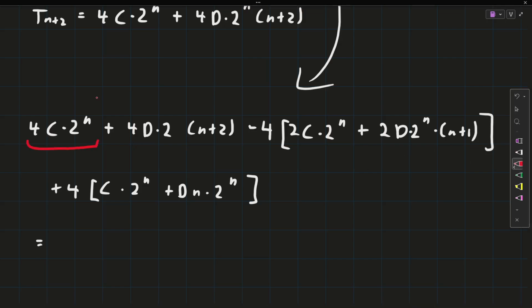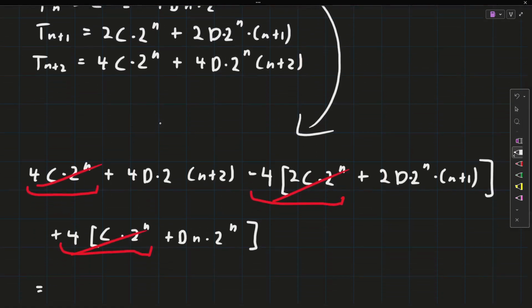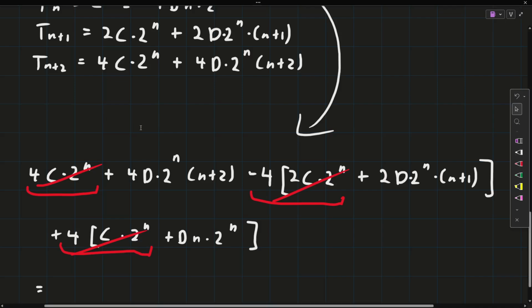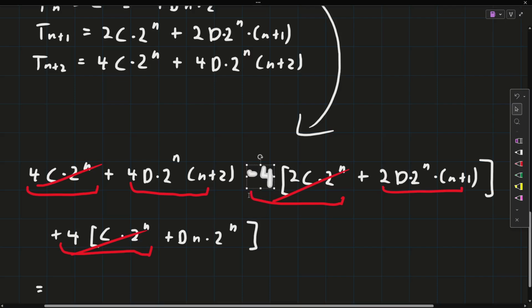So here we have 4c times 2 to the n. Here we have minus 8c times 2 to the n. And then we have plus 4c times 2 to the n. So they're all common terms, and they cancel. Cool. So then we'll look at 4d. Oh, this is meant to be 2 to the power of n, isn't it? 4d times 2 to the power of n. Yep, I just copied that down wrong. This part here, 2 to the power of n. Okay, so this term, we're going to have 4d 2 to the power of n times n. And then here we have 2d 2 to the power of n. So we have 4 plus 2 there, I believe. Or sorry, okay, I'll keep track.